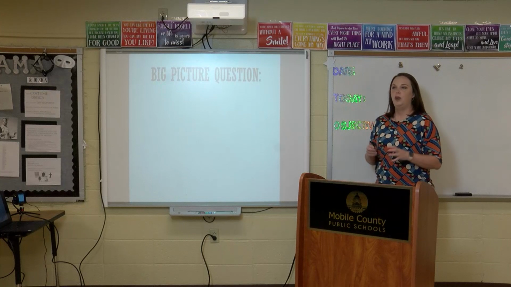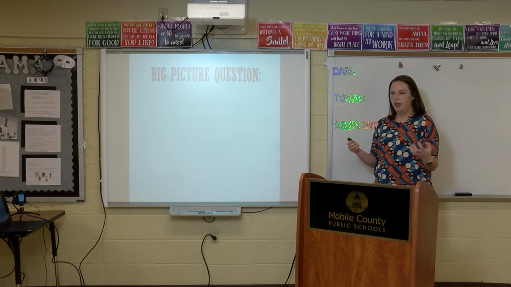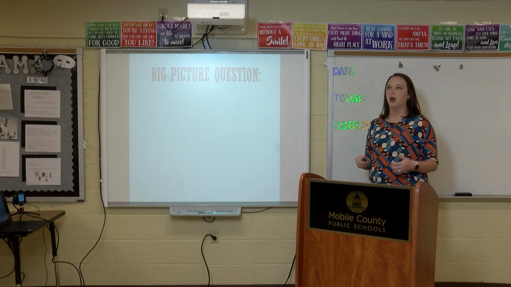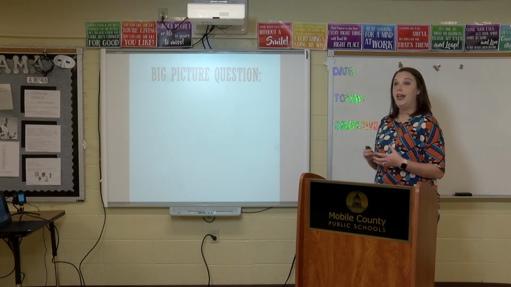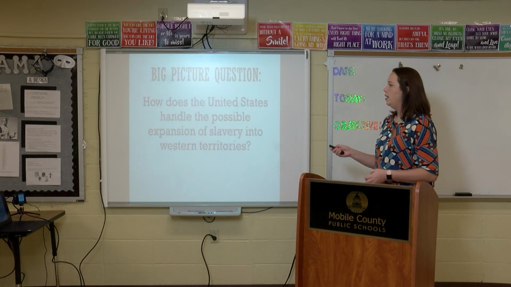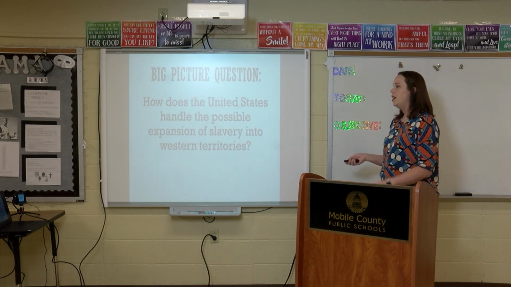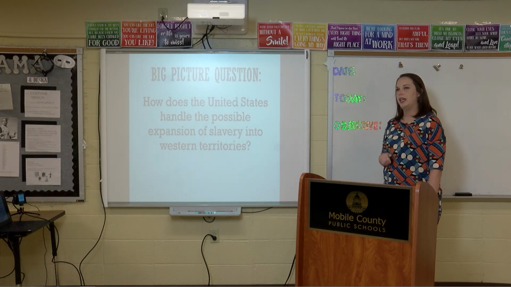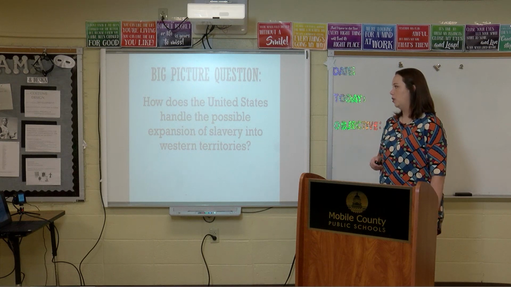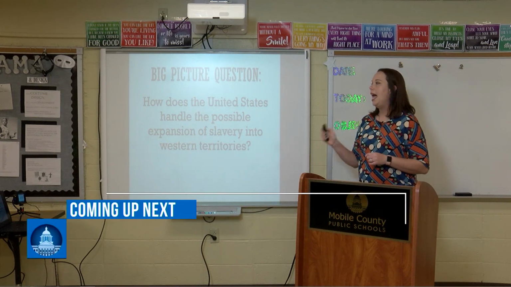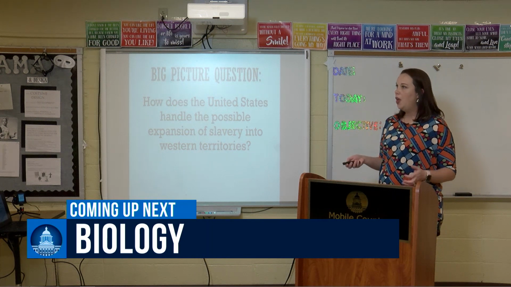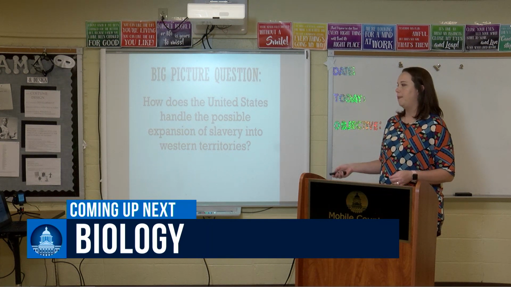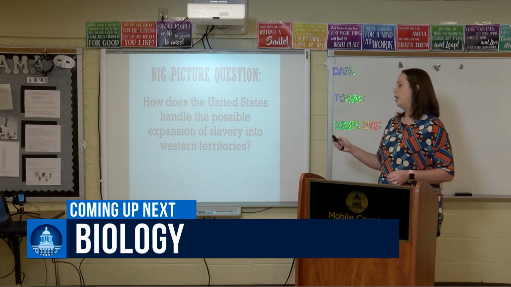All right, so just to kind of get us into the lesson, that's just some background information there. The big thing that we're going to talk about today, our big picture question as we start moving to the Civil War, is going to be, of course, how does the United States handle the possible expansion of slavery into the Western territories? But more importantly, how do we handle this without breaking apart the Union? And of course, because we know that the Civil War is going to happen, this doesn't actually play out the way that they want it to.